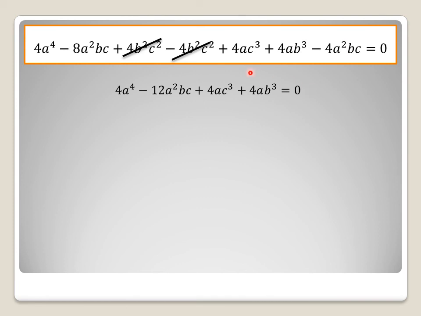I have added minus 8a square bc with minus 4a square bc, which will become minus 12a square bc.